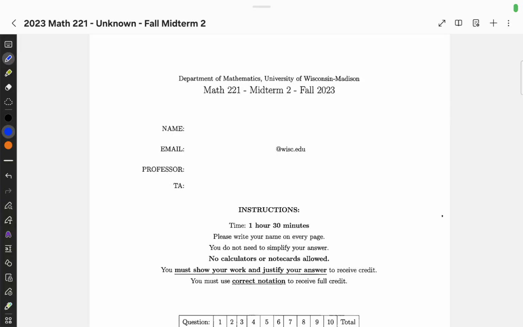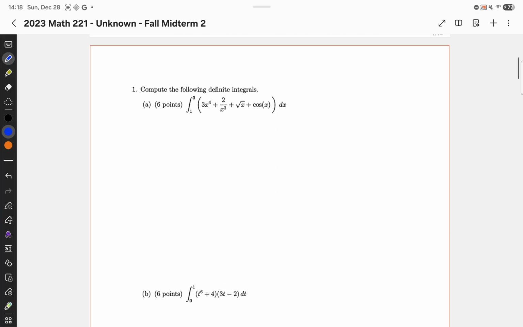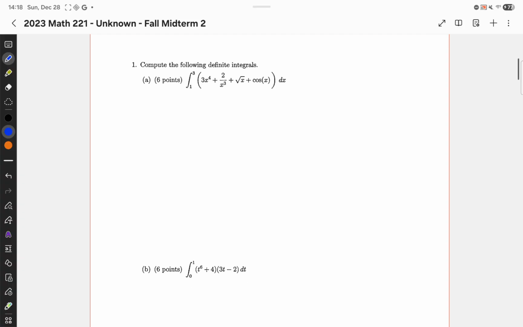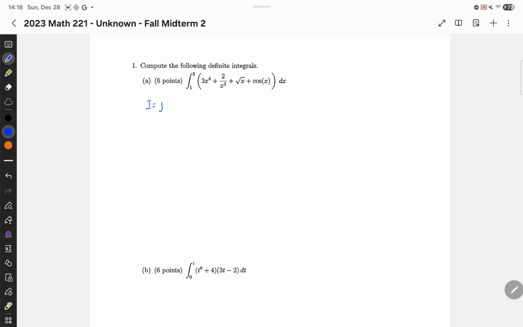Alright, let's get started with this Math221 Midterm 2. For question 1, we want to compute the following definite integrals. For question A, we have the integral, which I'll call I, from 1 to 3 of 3x to the 4th plus 2 over x cubed, which I'm going to rewrite as 2 times x to the minus 3, plus the square root of x, which I'll rewrite as x to the 1/2, plus cosine x dx.